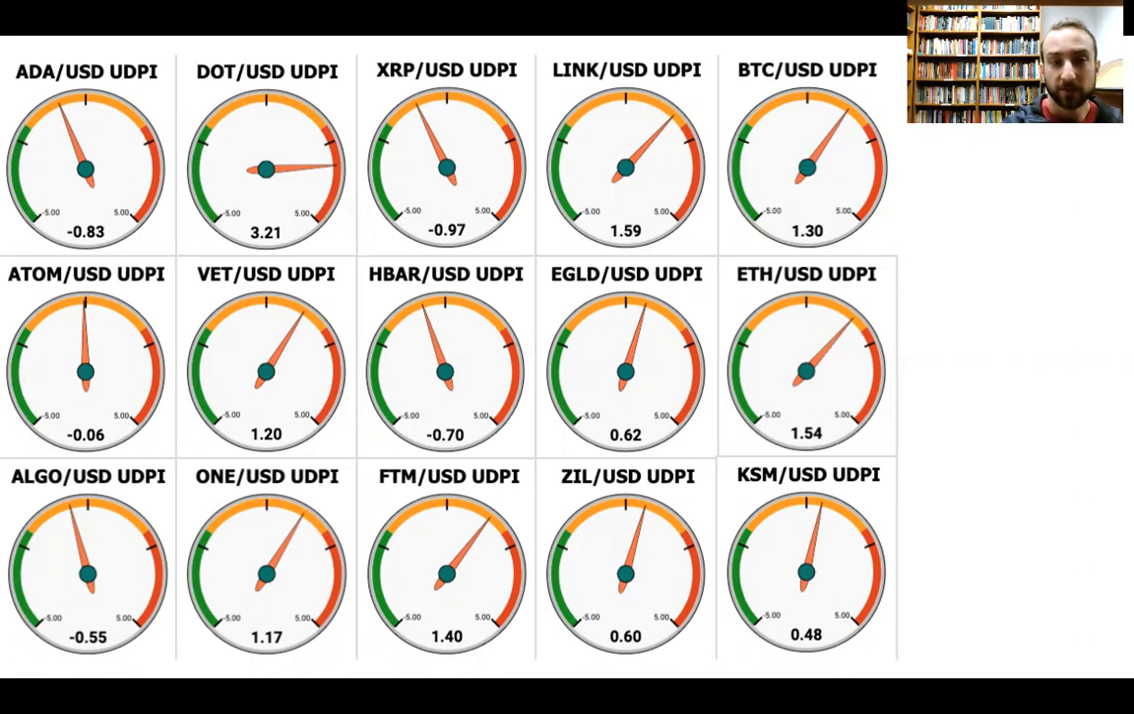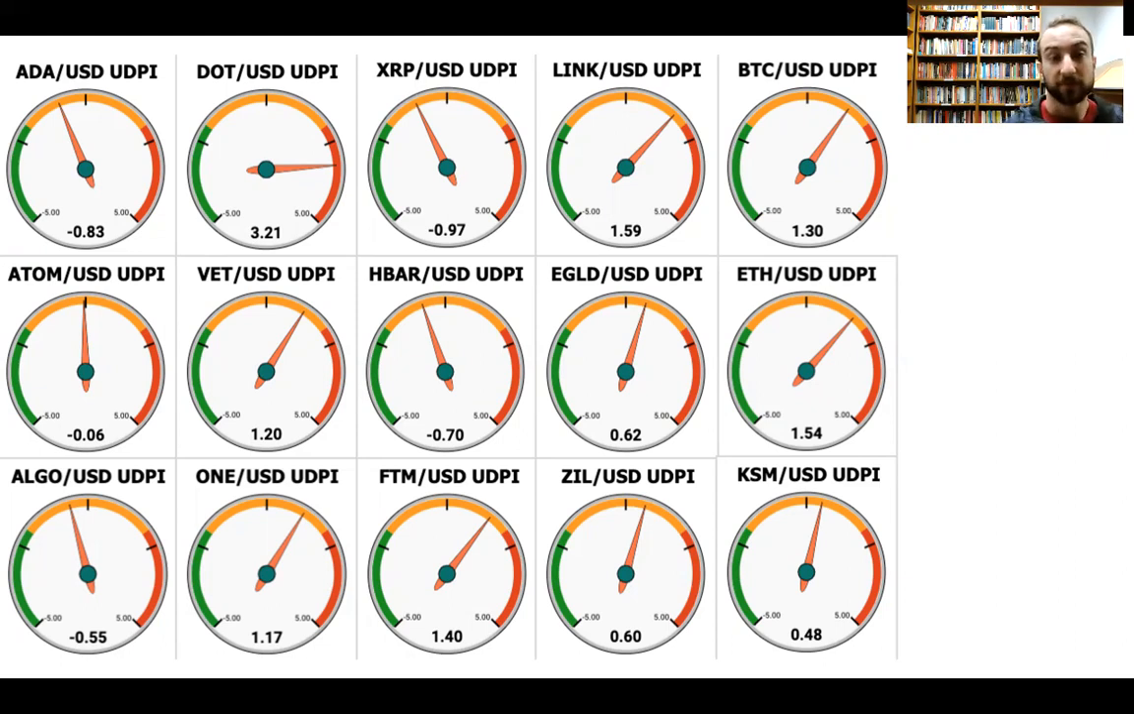The UDPI stands for Upside Downside Potential Indicator. It's our in-house risk indicator here at Upside Down Data. It's also where we got the name for the channel. Upside Down Data comes from the Upside Downside Potential Indicator. And what the Upside Downside Potential Indicator is designed to do is to tell you when a particular asset has a relatively favorable versus relatively unfavorable risk-reward ratio at that given point in time.